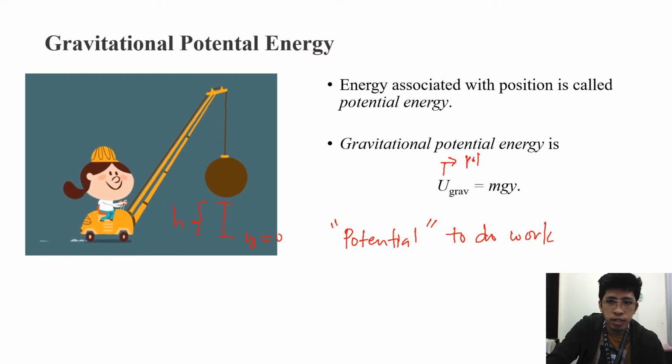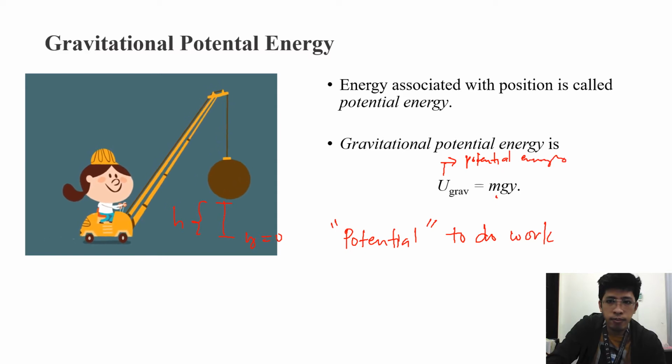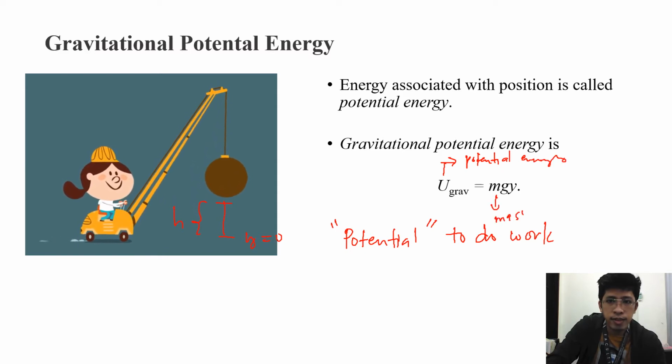So again, U is your gravitational potential energy. M is for your mass. G is, of course, your acceleration due to gravity. And then y is your height or your position.